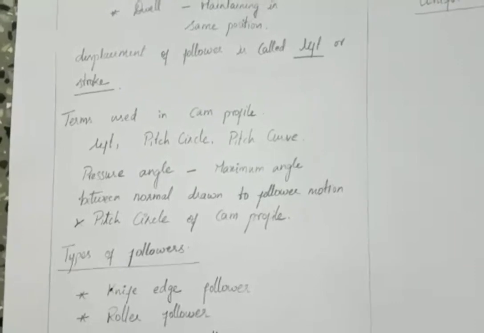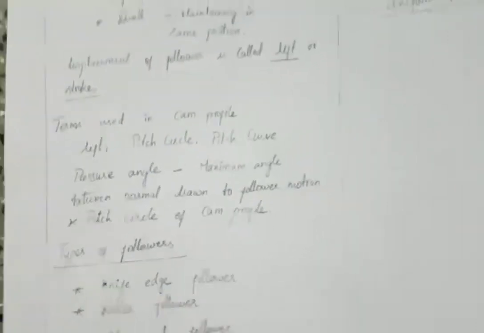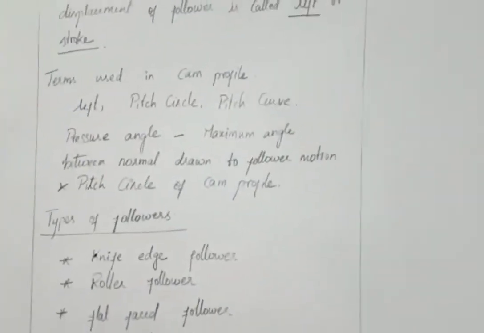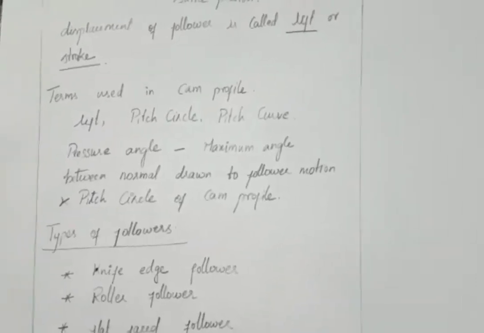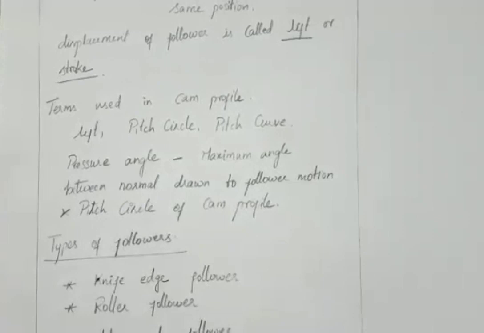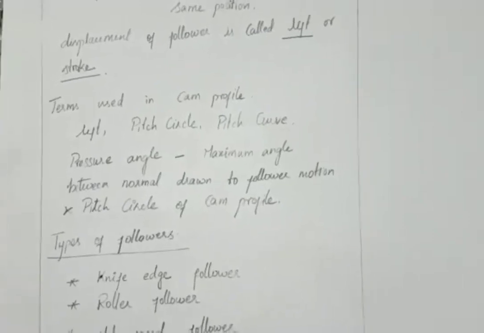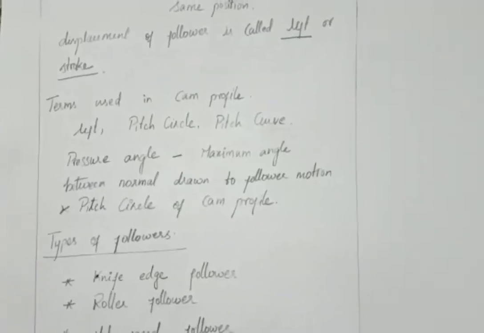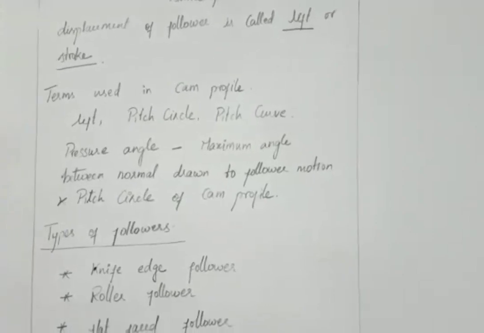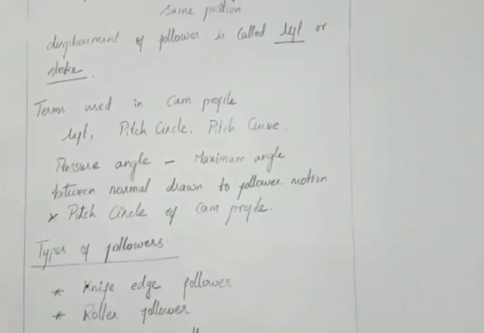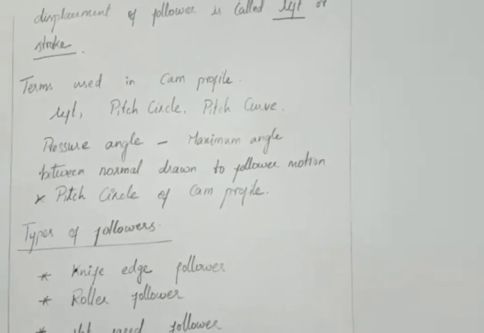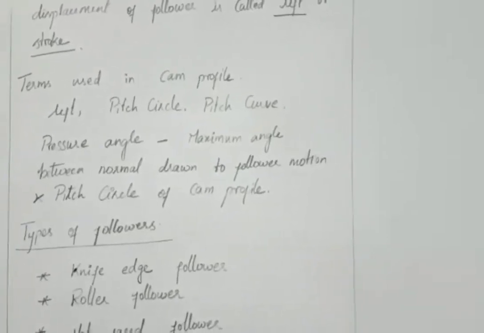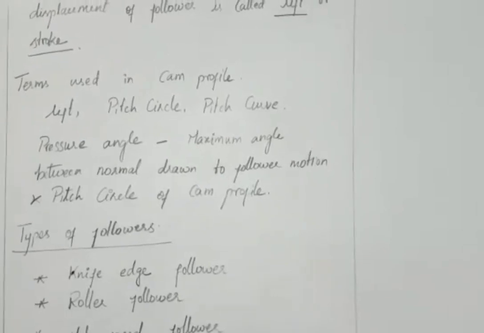You just refer to your books for the main terms. Pressure angle is nothing but what gives the motion to the follower continuously. The pressure angle is the maximum angle between the normal drawn to the follower motion and the pitch circle of the cam profile.